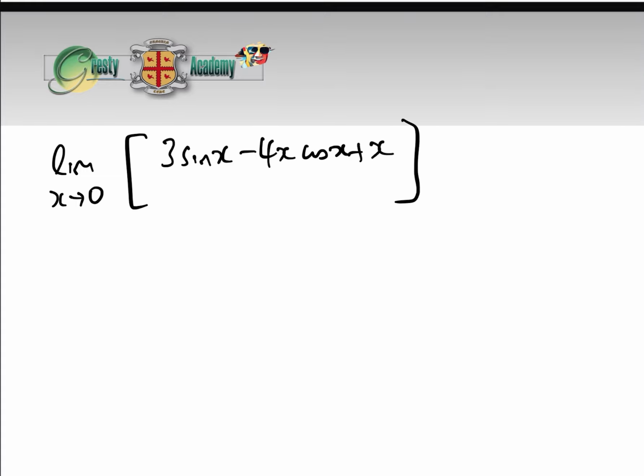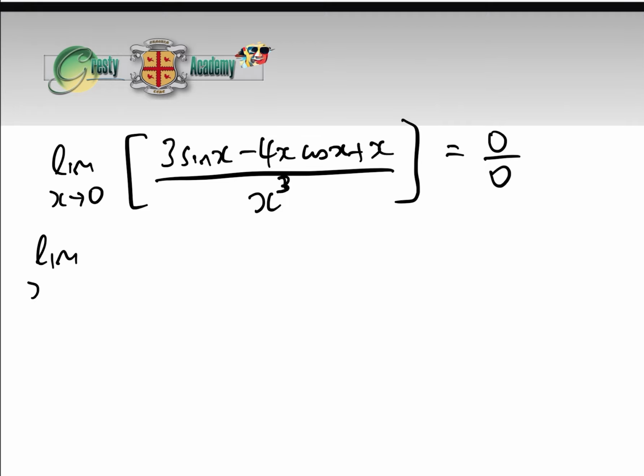So we want the limit here as x approaches 0 of 3 sine x minus 4x cos x add x, over x cubed. L'Hopital does seem to be the go-to method that a lot of people look at when they're looking at these limits, and there's nothing wrong with that. Okay, so let's put x equals 0 here. We have 3 times 0 minus 4 times 0 add 0. We get 0 over 0, so it's indeterminate form. Therefore, we can use L'Hopital.